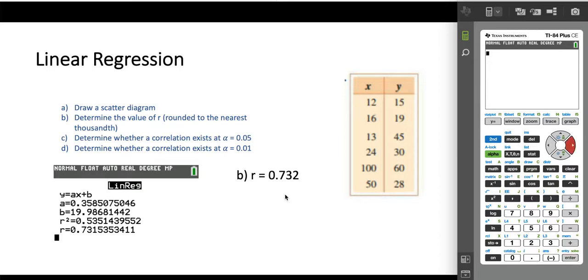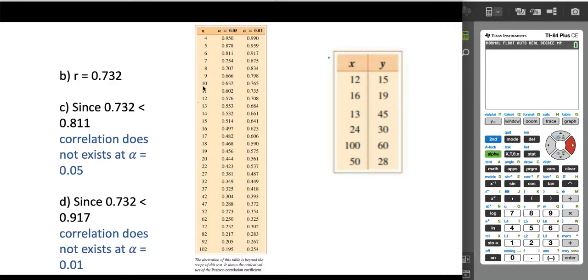Let's compare that to that chart. So 0.732, once again, we have 6 pieces of data. So we're looking at values of 0.811 and 0.917. And 0.732 is less than those values. It's smaller. So there is no correlation at the alpha equals 0.05 level. And there is no correlation at the alpha equals 0.01 level. So that means the correlation does not exist. And so we wouldn't find the line of best fit because there isn't any correlation.